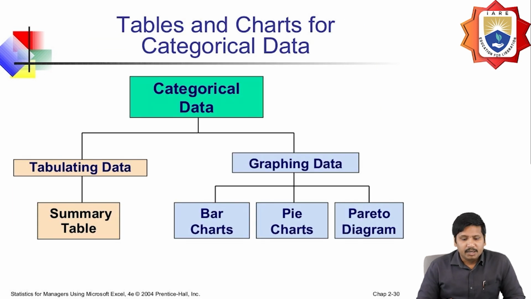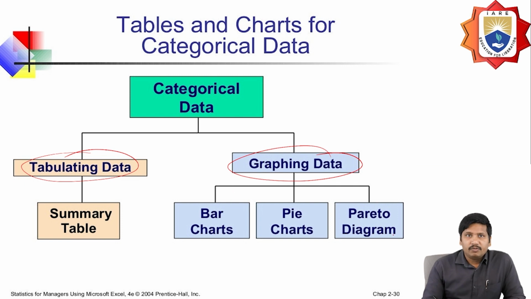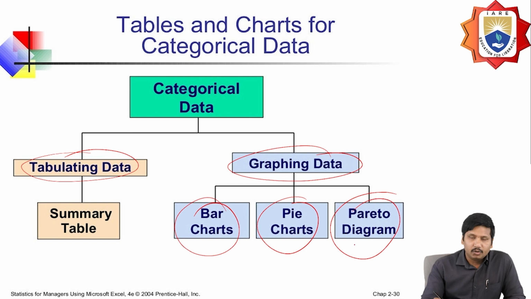And the next one is, what are the different types of charts available for constructing categorical data? Here, categorical data is again divided into two tabs, like tabulating data and graphing data. For graphical data, we again have bar charts, pie charts, and Pareto diagrams. These are the diagrams we have for constructing categorical data.